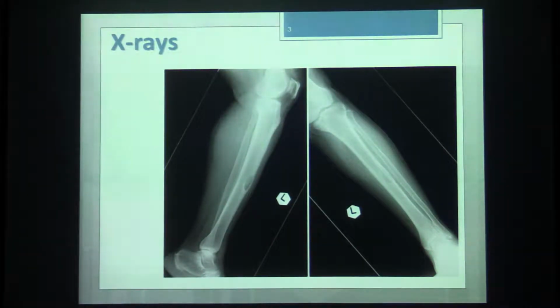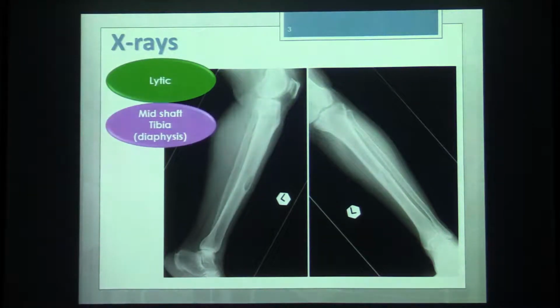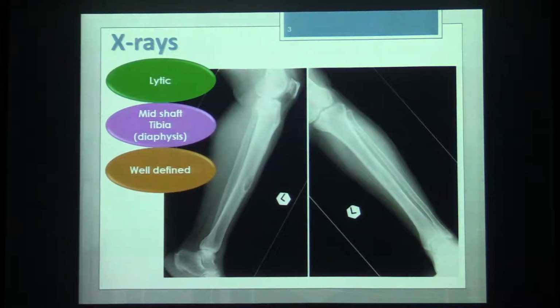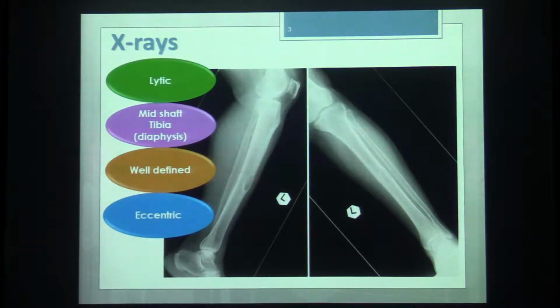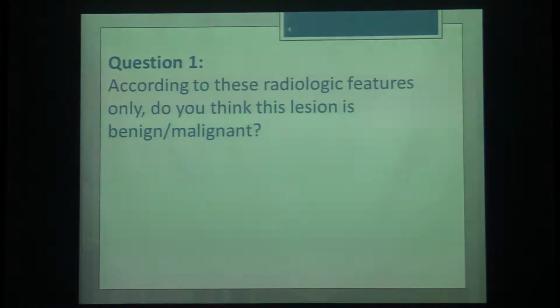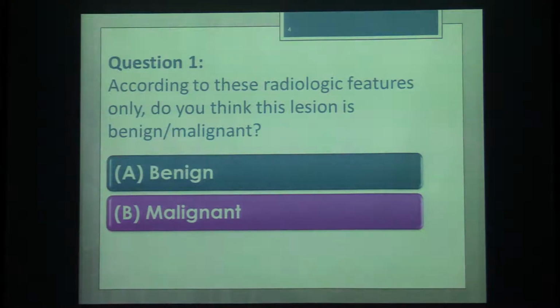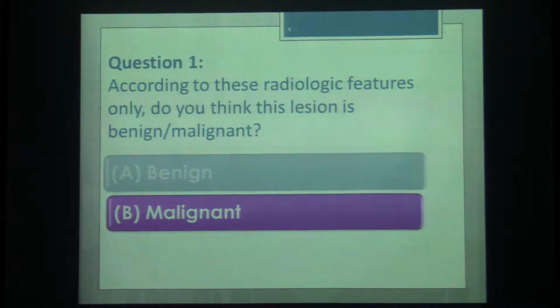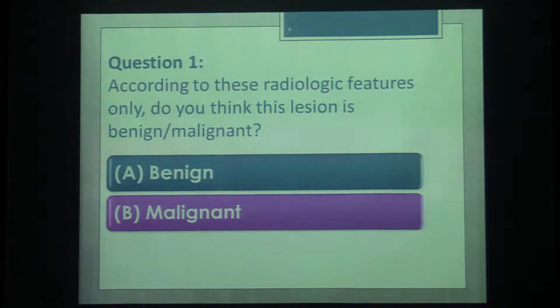What we can see here is a lytic lesion in the midshaft of the left tibia. It is well defined, eccentric, and with a bit of expansion. If we consider these radiologic features only, do you think this lesion seems benign or malignant? These features do suit a benign lesion.